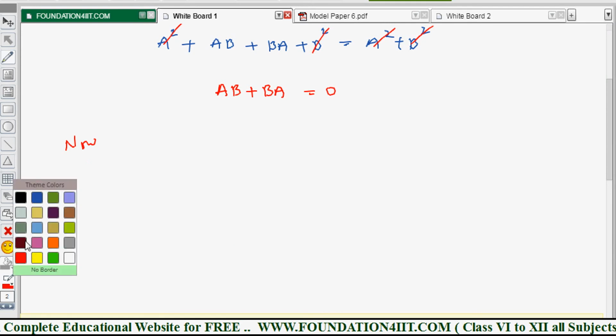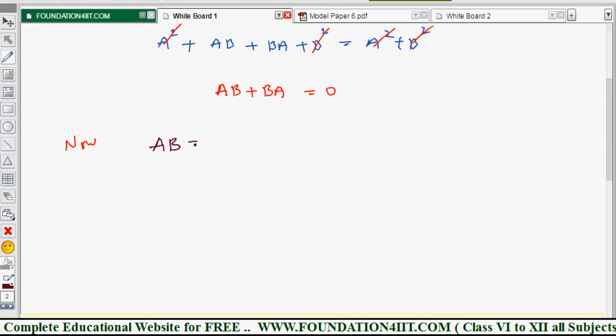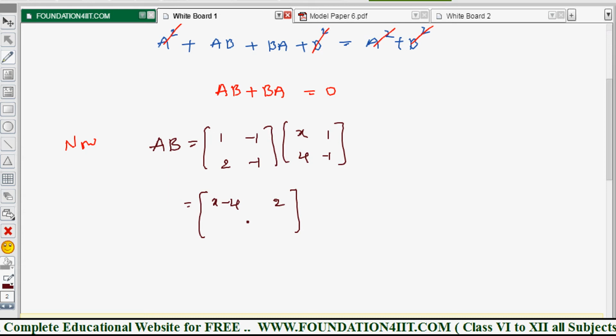Now from this, just simplify. First let us multiply AB, that means matrix A into B. So A is [1 -1; 2 -1], and B is [x 1; 4 -1]. This is given. So if we simplify this with normal matrix multiplication, first row first column, 1 into x is x, minus 4, so x - 4. First row second column, that is 2. Second row first column, 2x - 4, and second row second column, 2 + 1, that is 3. Normal matrix multiplication.